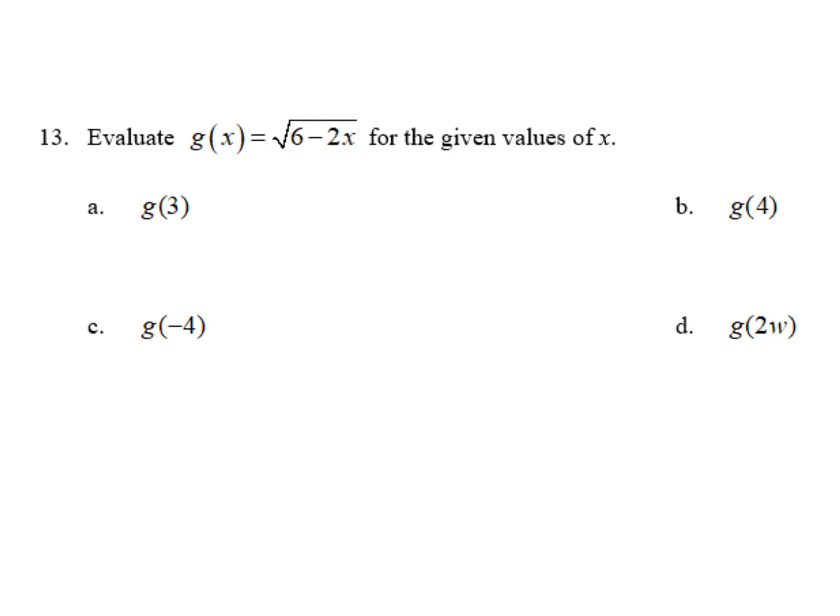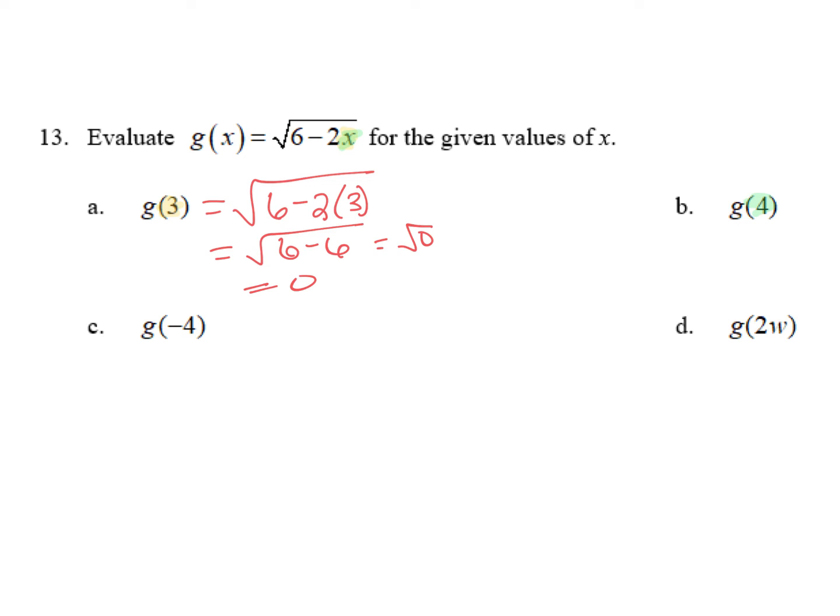So let's do another one. G of x equals the square root of 6 minus 2x. So we're going to start by plugging in the 3 to the x. So that's going to give me the square root of 6 minus 2 times the x gets replaced with 3. So that's the square root of 6 minus 6, which is the square root of 0, which is actually just 0. Okay, let's look at B.